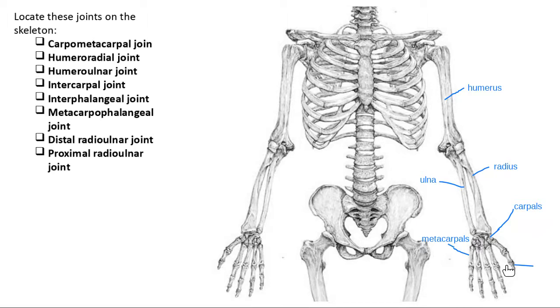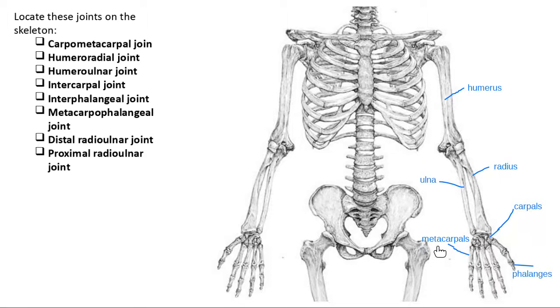And then, of course, we've got all of our finger bones. Those finger bones out here for each of your fingers, those are bones called phalanges. Phalanges. So we've gone through and named, big picture, all of the bones that we see in the arm.